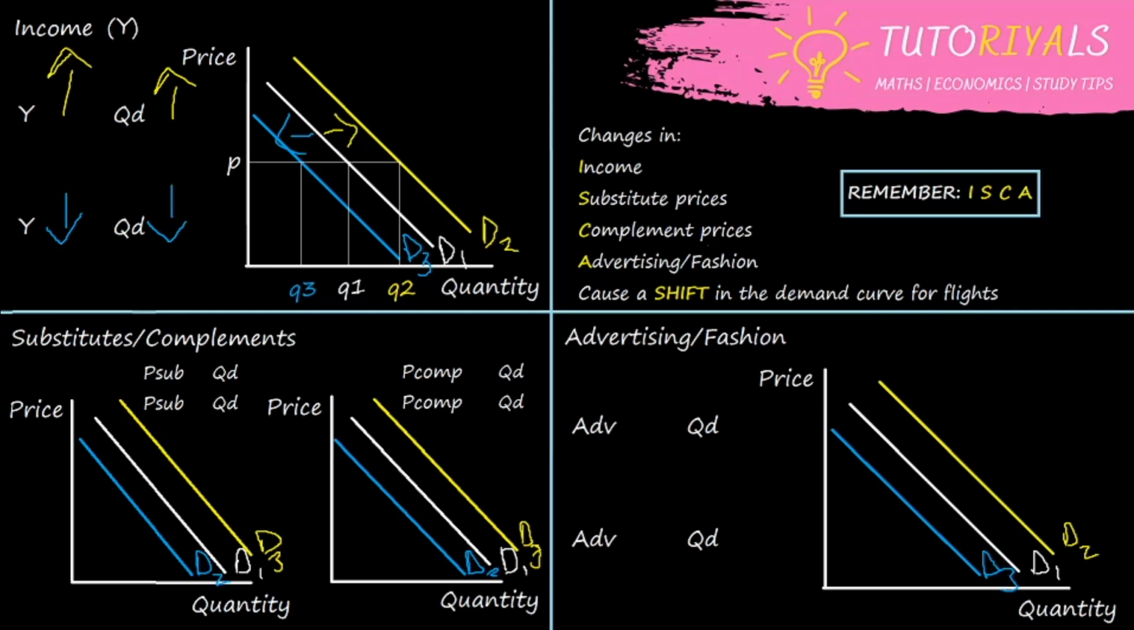Another factor influencing the demand for this flight from London to Paris is the price of alternative modes of transport. These are known as substitutes. If the price of the Eurostar train, which also runs from London to Paris, falls, then passengers may be more inclined to take the Eurostar instead of a flight. This would cause demand for our flight to fall from D1 to D2. And vice versa, if the price of a Eurostar ticket increases, then passengers may be more inclined to take a flight. This would cause demand for the flight to increase from D1 to D3.